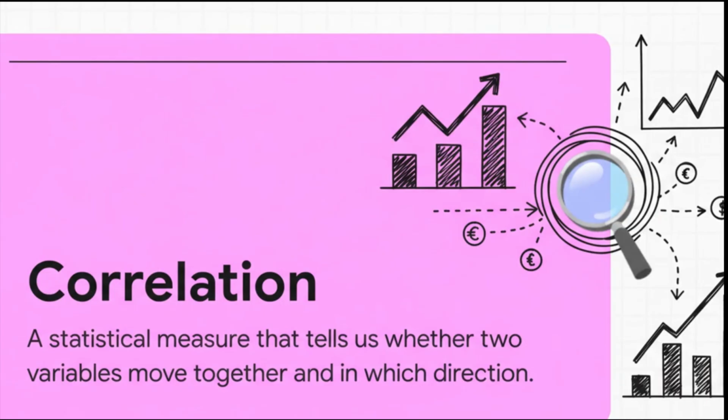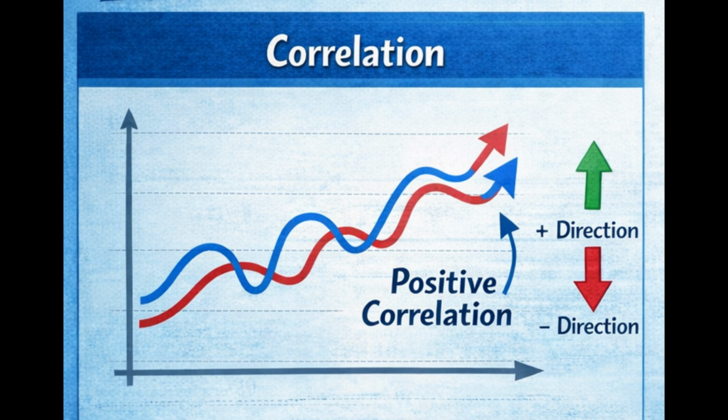So, what are we actually talking about when we say correlation? Well, officially it is a statistical measure. But really, it is a score that tells us how strongly two things are linked and if they tend to move together in a straight line or not. We are just looking for a consistent relationship.